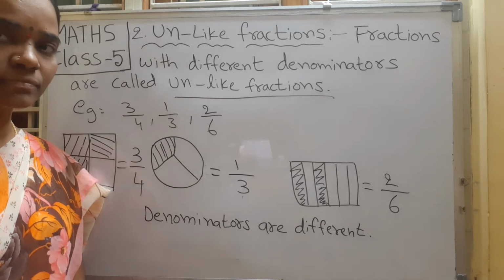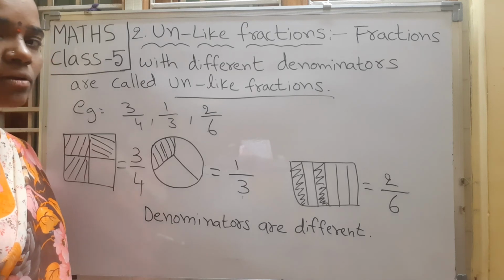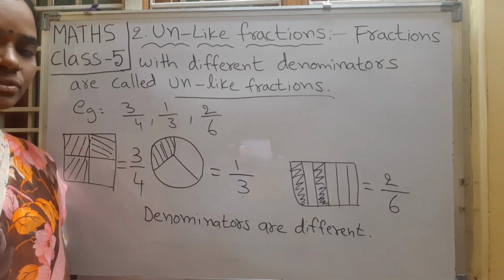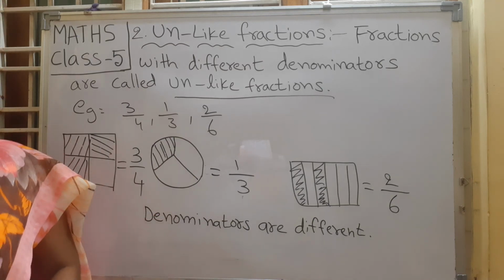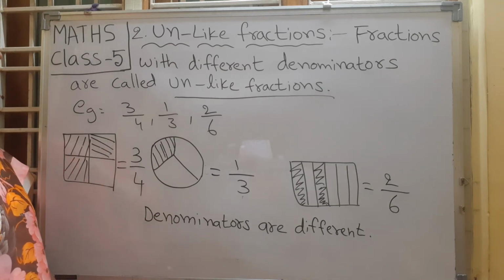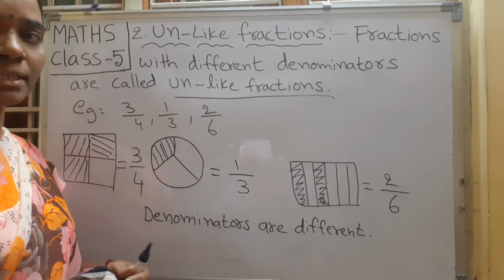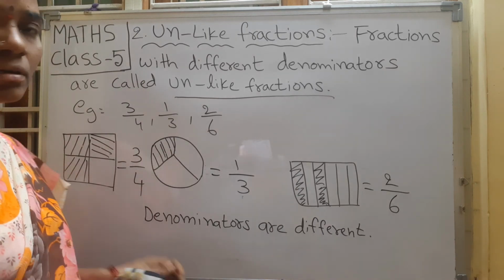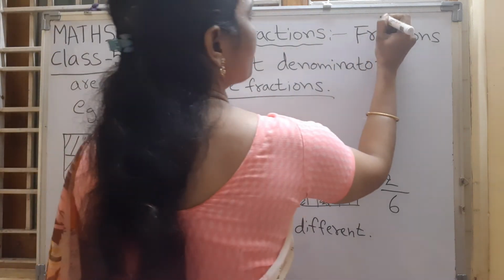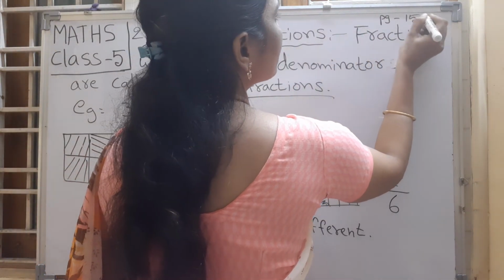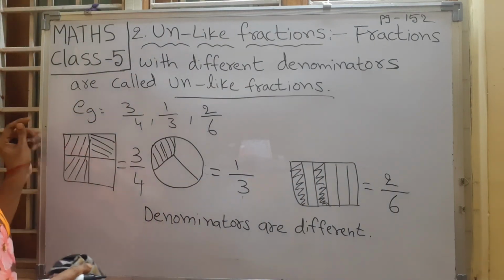Like fractions means with the same denominator. Unlike fractions means fractions with different denominators. Have you understood, children? Very good. Note it down, children. So you can copy the same definition from your textbook also. It is from page number 152. After the class, just go through the textbook once.